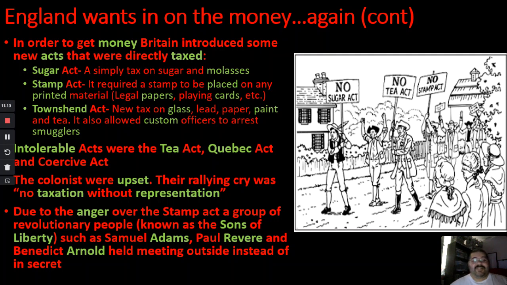So then Britain's like, okay, you guys really want to play? All right. Townshend Act. New tax on glass, lead, paper, paint, tea. And on top of that, the customs officials, the guys who make sure that things coming from the boats onto land are okay, that they're counting it, and that the taxes are being paid on it. Those guys could now arrest smugglers.